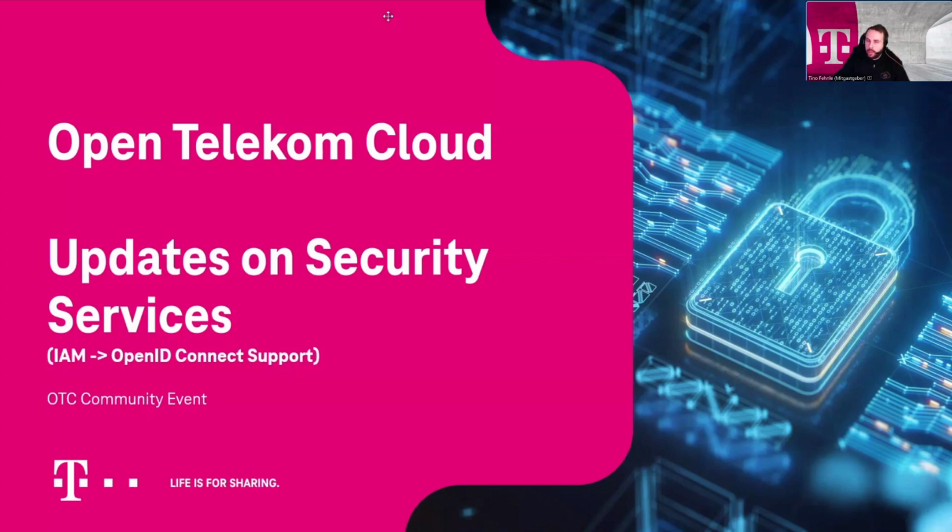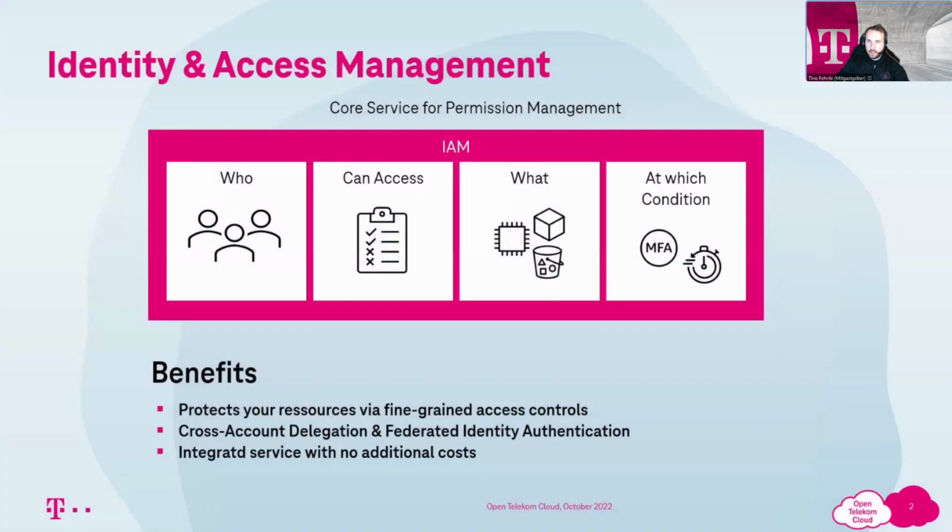Today, I want to talk about updates for security services, especially for the service IAM, Identity and Access Management, and the new functionality for OpenID Connect. First of all, let me give you a brief overview of what IAM actually is. IAM is Identity and Access Management. That is the base service for giving access. So basically saying who can access what and also under which condition, like at which specific time, or if you are authenticated with MFA. So this is for all related services to give access.